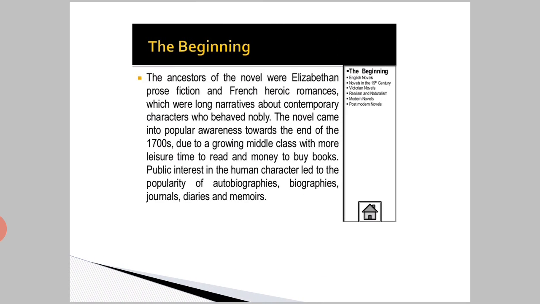According to the history, the English novel has its beginning and developed through the 19th century, Victorian novels, realism and naturalism, modern novels, and postmodern novels. The beginning of the novel was occupied by its ancestors, Elizabethan prose fiction and French heroic romances, which were long narratives about contemporary characters who behaved nobly. The novel came into popular awareness towards the end of the 17th century.